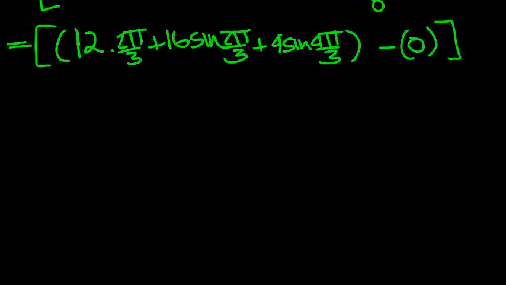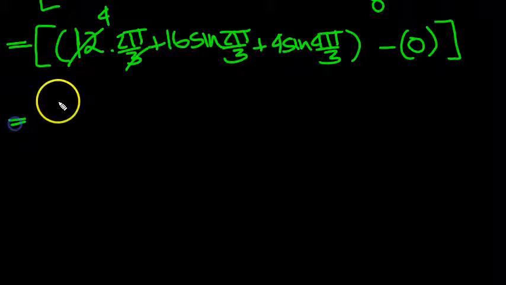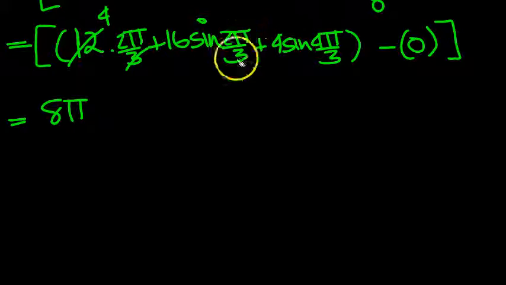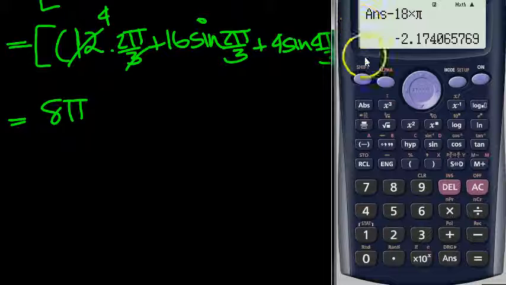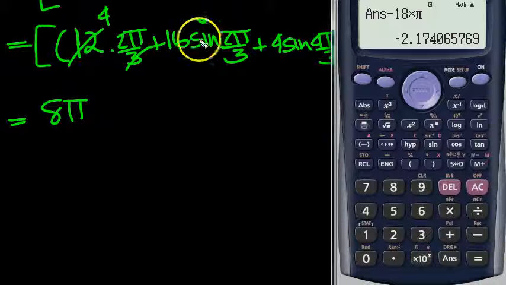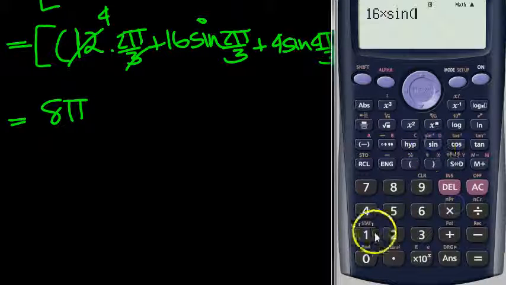Okay, so let's work out that then. This is 3 goes into 12 4 times, so we're just left with 8 pi. 16 sine 2 pi over 3 is sine 120. So let's just type in that, sine 2 pi over 3. We'll use degrees because 120 is a lot easier to write in the calculator. So I'll flick over to degrees, shift mode, and I'll put degrees. And then I want to work out 16 sine 120. So 16 times sine 120.